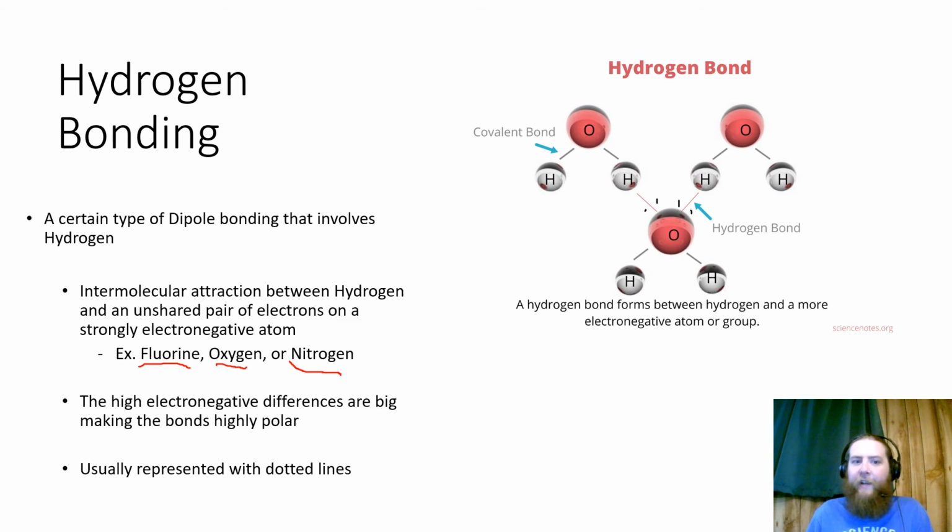So these high electronegativity differences, these polar covalent bonds, make these bonds highly polar. I have a water molecule here with these unshared electrons. We'll draw these bonds like this between this H of this water molecule. So these ones are covalent bonds. This one in between molecules is our actual hydrogen bond.